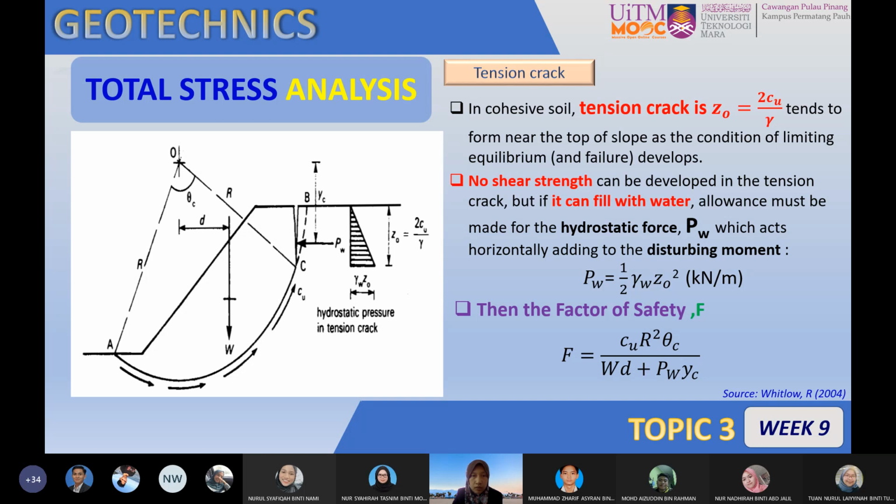And you can see that here the effect of the tension crack is that theta is reduced, becoming theta c, and the length of the arc above here at the tension crack depth is taken as 0. That's why you can expect that the value of FOS is getting lower. If you have this one bigger, the FOS is supposedly lower.